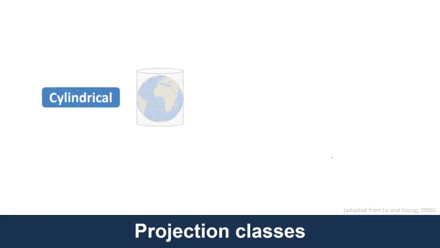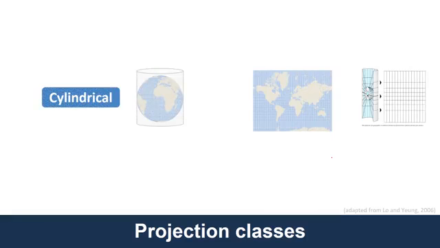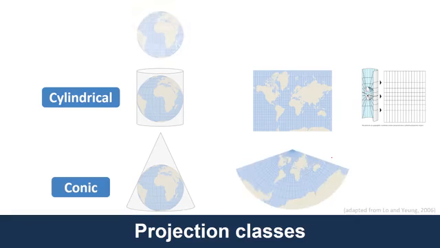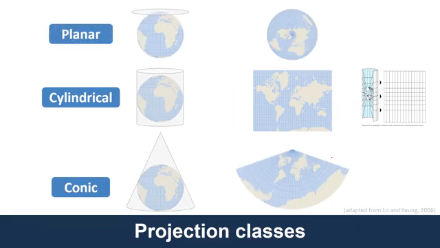The most common projection classes, and certainly the ones I think are most helpful to focus on when you're first starting out, are the cylindrical class, the conic class, and the planar class. So what are we looking at here? These are just the ways that a sheet of paper can be manipulated or used to transfer points from our 3D globe to our 2D map.